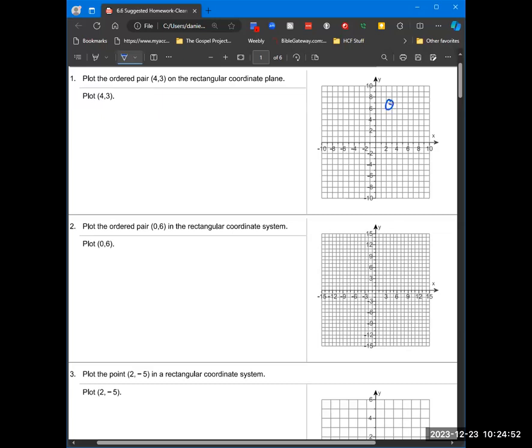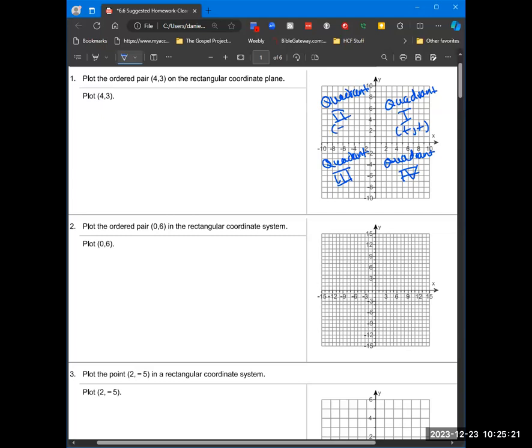This up here is going to be quadrant 1. We use Roman numerals to refer to them. This is going to be quadrant 2, quadrant 3, and quadrant 4. So something in quadrant 1 has coordinates that are both positive.